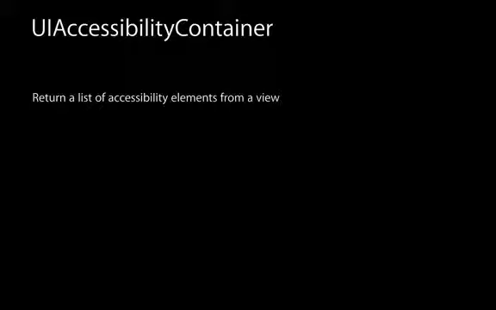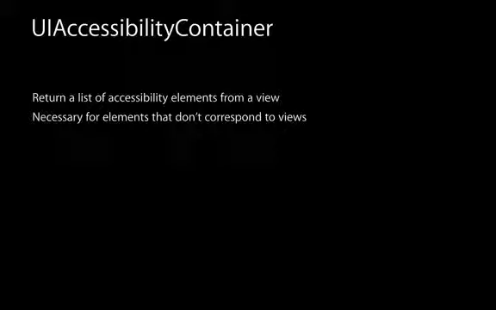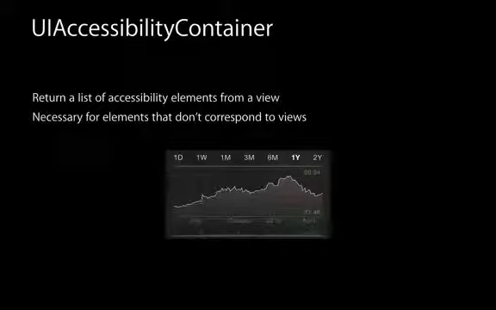You'll need to do this if you have elements that don't correspond to views. For example, you might have a view with a drawing in it, and you might want different parts of the drawing to be separate accessibility elements. In that case, you would create an accessibility element for each part of the drawing and return those elements using the UI Accessibility Container Protocol. And you can see last year's talk for a great example of how to create your own elements.